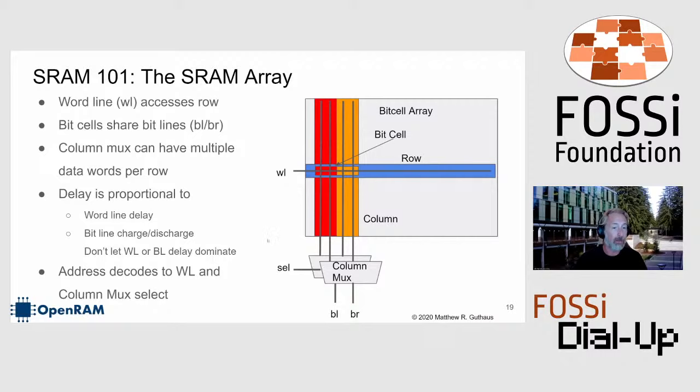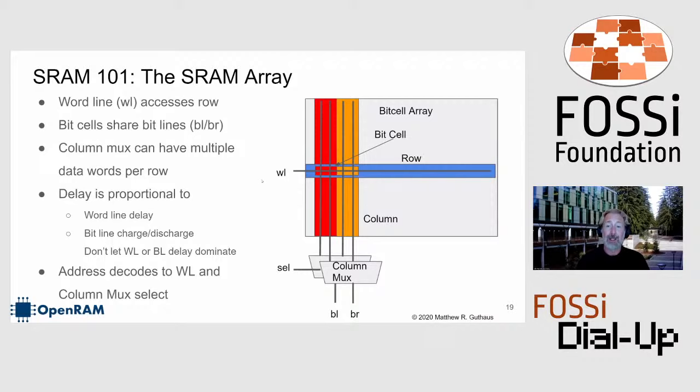Now, why do you want to do that? Well, the delay of a memory array is actually proportional to two components. One is actually the word line delay. So if you have a very wide memory, it's going to take a long time to drive that word line to all of the bit cells in a row. And so if it's too wide, it's going to be too slow. But then the bit lines are vertical, and the capacitance of those is actually critical to performance as well. It's actually even more critical.